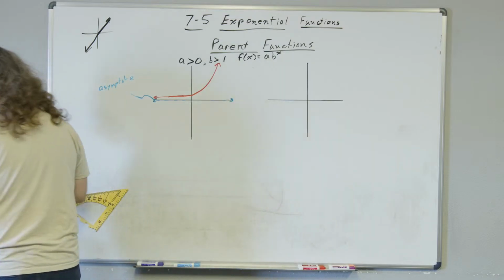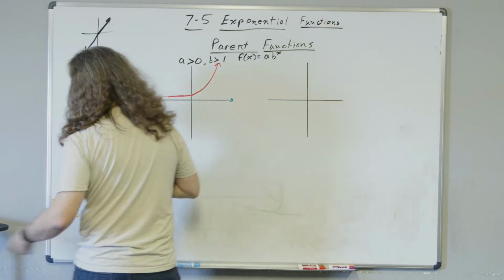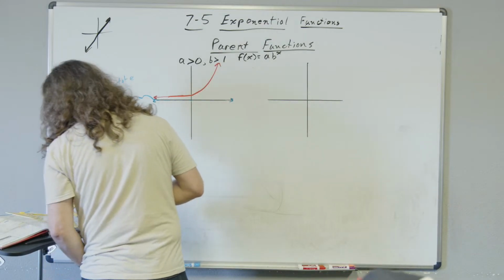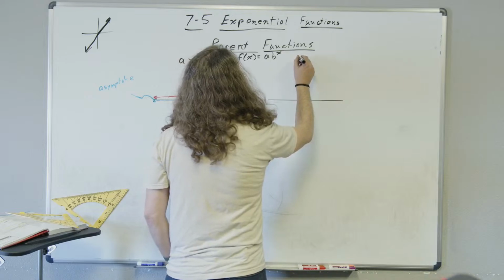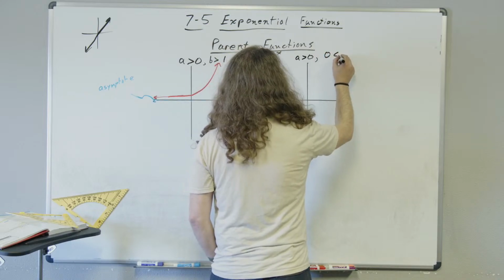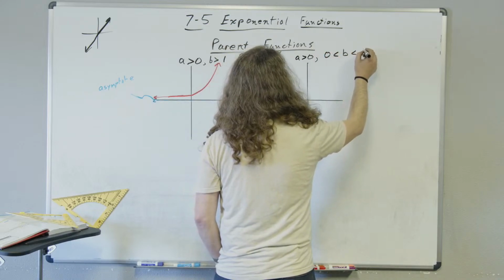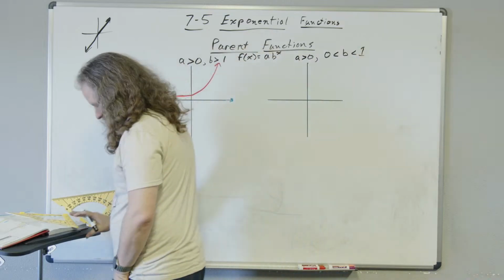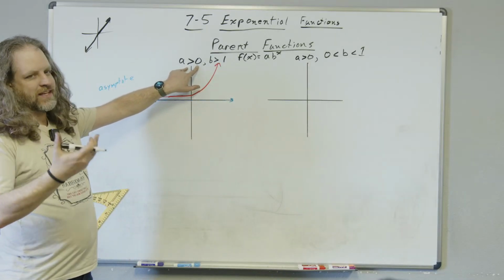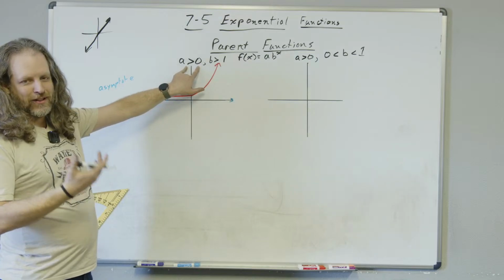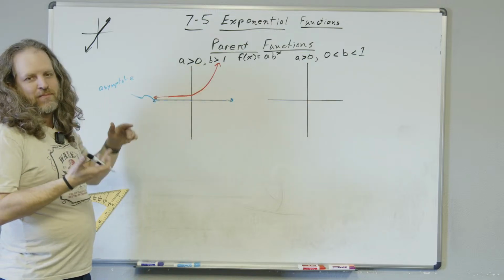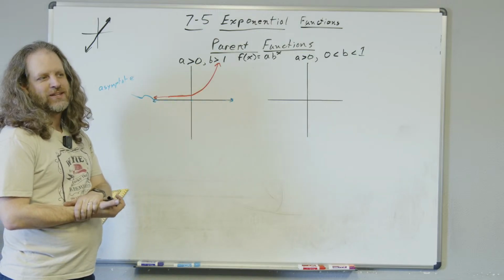Now, if A is greater than 1, no. A is greater than 0, so it's positive, right? And B is between 0 and 1. So this, I just said this out loud. How would you say this out loud? I just said it, so if you want to repeat what I said, that's fine, but since you weren't listening, what does this mean, A being greater than 0? What's another way to say that?